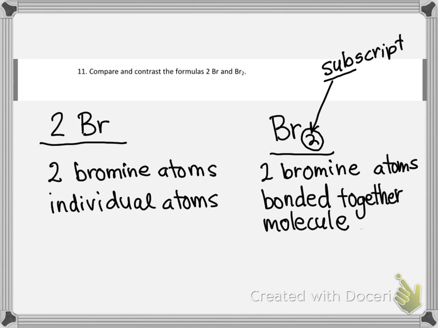So what they have in common is that they both have 2 bromine atoms. But the first way of writing it indicates individual atoms. And the second way, using the subscript, indicates that those 2 atoms are bonded together.